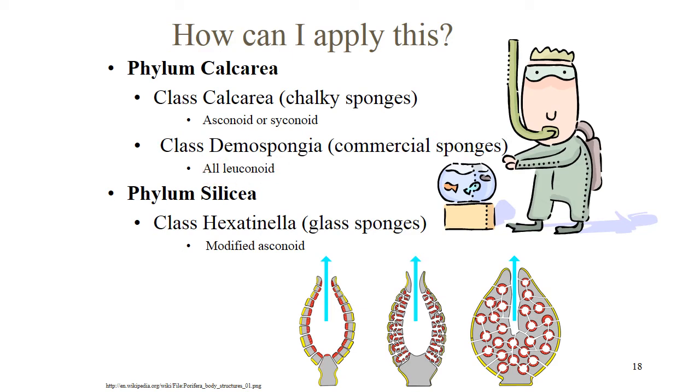So when all else fails, you can just look at the structure and say, well, if it's complex or it's large, chances are I've got a Demospongia. Now, we haven't talked yet about phylum Silicea, the class Hexactinellida. Those are sort of a modified asconoid. You're going to see the pictures of these glass sponges, and they're going to have a very simple body plan.